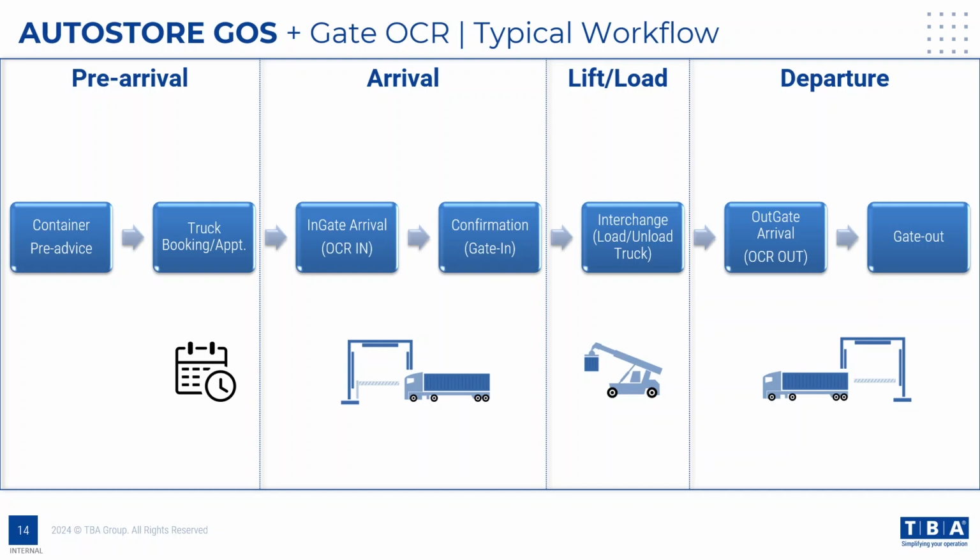Of course, once the truck's on the terminal, the usual interchange of the containers happens in the yard. And again here we're talking manual terminals, so usually a reach stacker lift or an RTG lift into the yard or from the yard. And then finally the truck leaves the terminal, the departure stage, and again there's an OCR portal at the outgate, where we identify the container on board, we identify the vehicle, check everything's correct, and finally the truck moves to a barrier and it's gated out from the terminal.